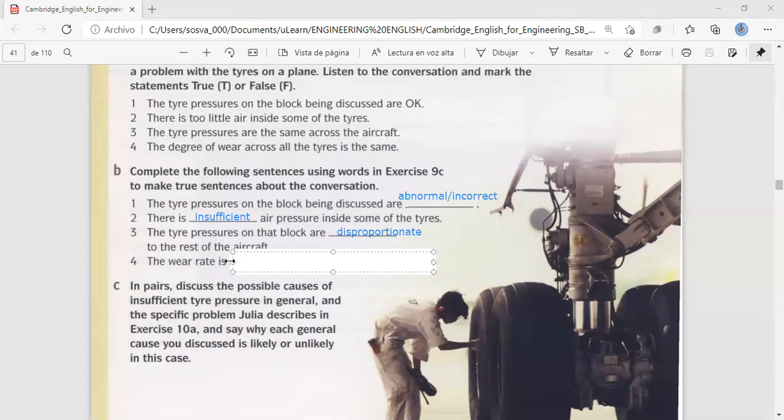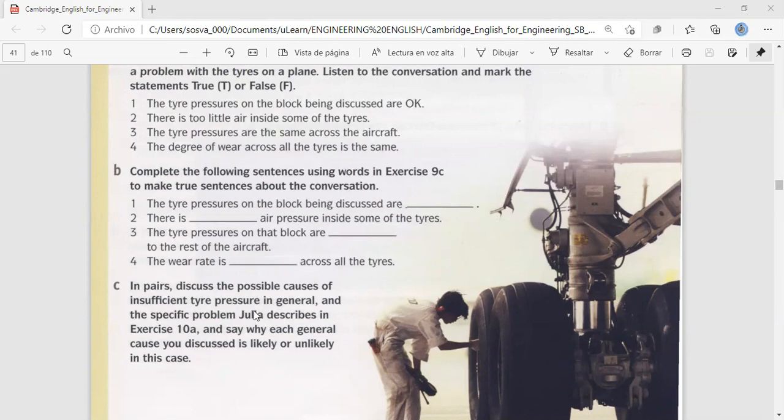And number 4, please. The wear rate is across all the tires. Well, in this case, before it was disproportionate, and so in this case it is proportionate. Proportionate, yes, exactly. Perfect, proportionate. And you write it down in here. Across all the tires. May I erase it? Yeah. Okay. Insufficient. Perfect.